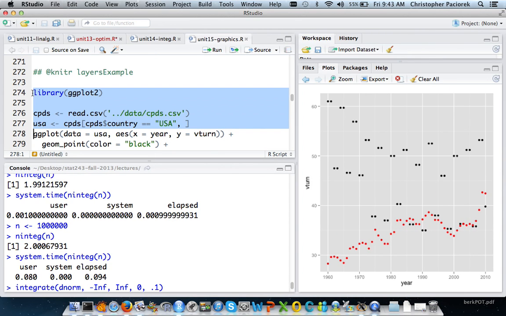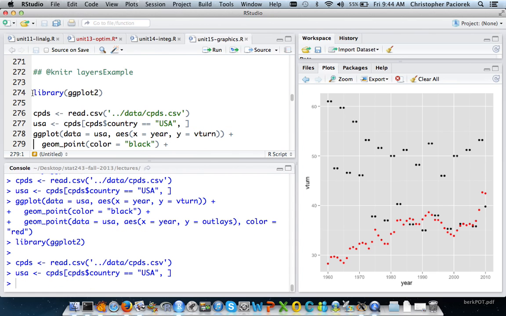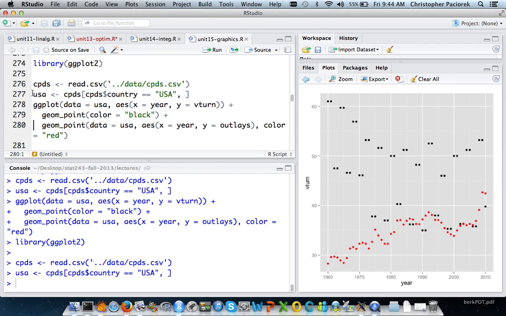Okay, so I'm just going to read in the data. For the moment, I'm just going to subset it to the US for this particular plot. But here we'll see an example of this idea of layering stuff on. So we're first going to call ggplot and tell it that we want to plot voter turnout as a function of year. So that's this aesthetic, defining the x and the y variables.